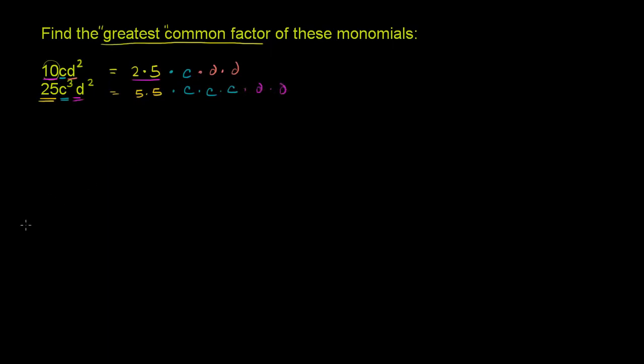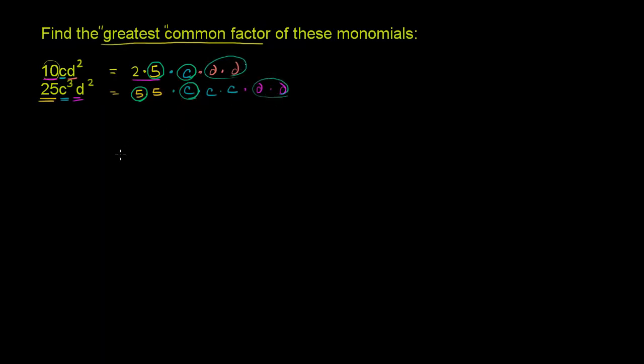So what's their greatest common factor in this context? Well, they both have at least one 5. Then they both have at least one c, so let's just take one of the c's right over there. And then they both have 2 d's.